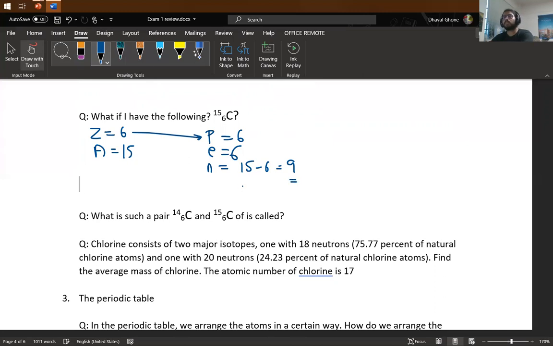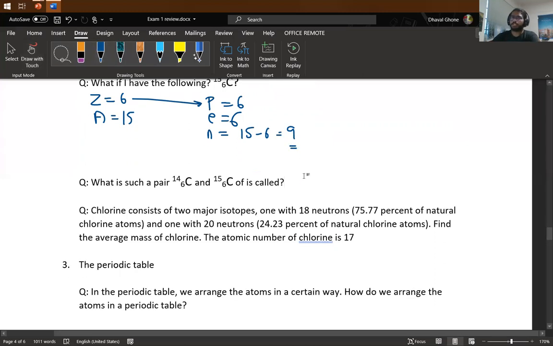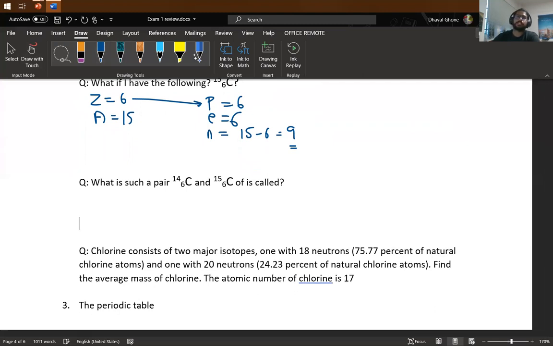Okay. So my question is, what is such a pair called? Such a pair as in where atomic number is the same, but the atomic mass number is different. If you know what they're called, you can answer them, but I'm going to say these are called isotopes. The way I remember it is, I think of my friends, where all my friends are humans as well, but they all have different weights compared to me. So all humans are isotopes of each other. This is the way I remember it.